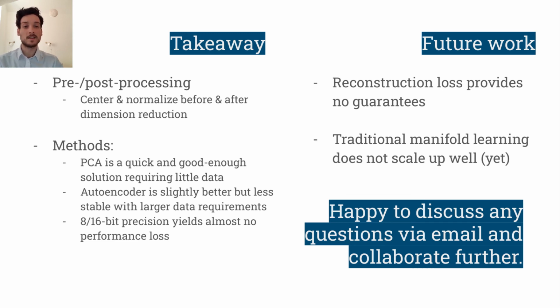For the methods, PCA is a quick and good enough solution that requires very little data, is stable, and can easily be combined with precision reduction. For the future work, I would like to see more progress in fast distance or manifold learning for high-dimensional data, because as we saw, the methods relying on reconstruction loss such as the PCA and the autoencoder have no theoretical guarantees.